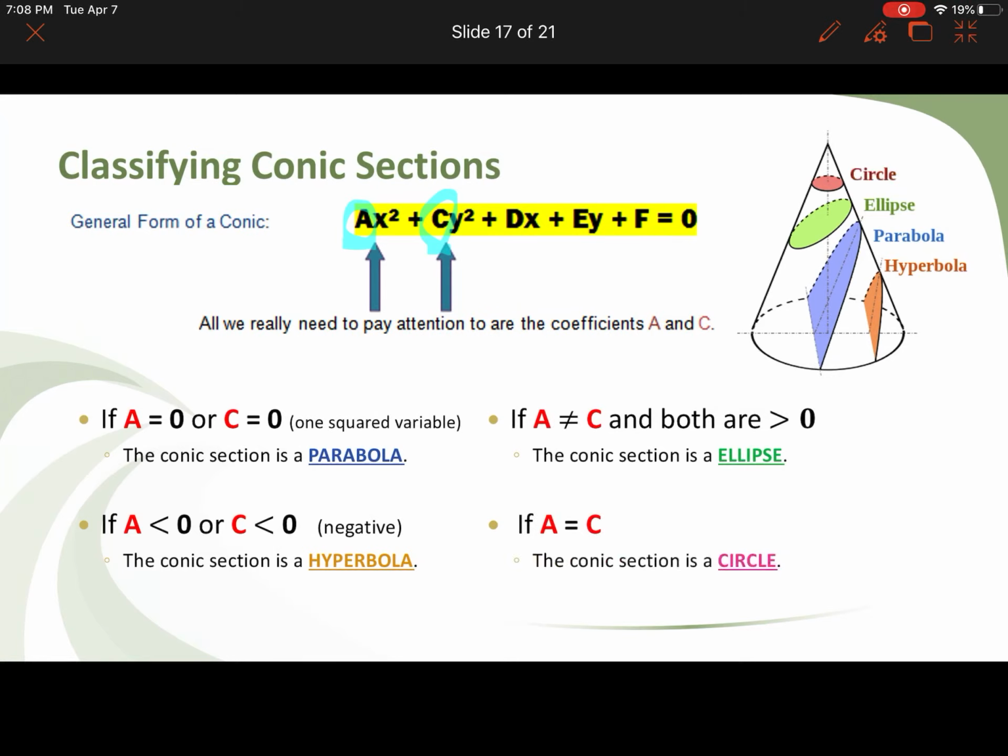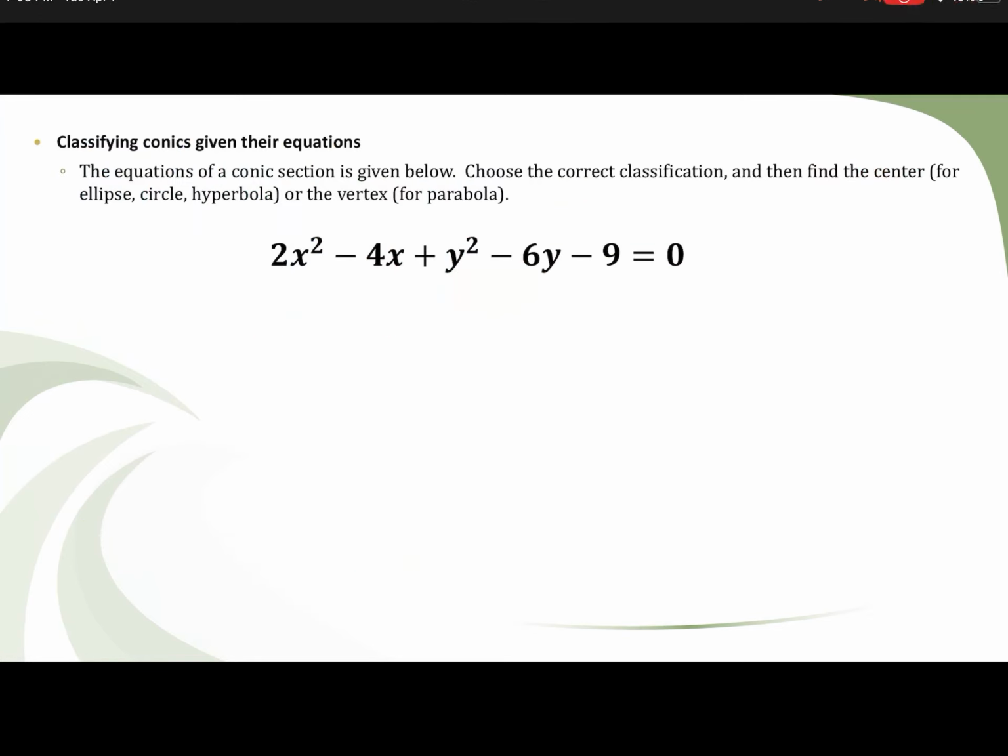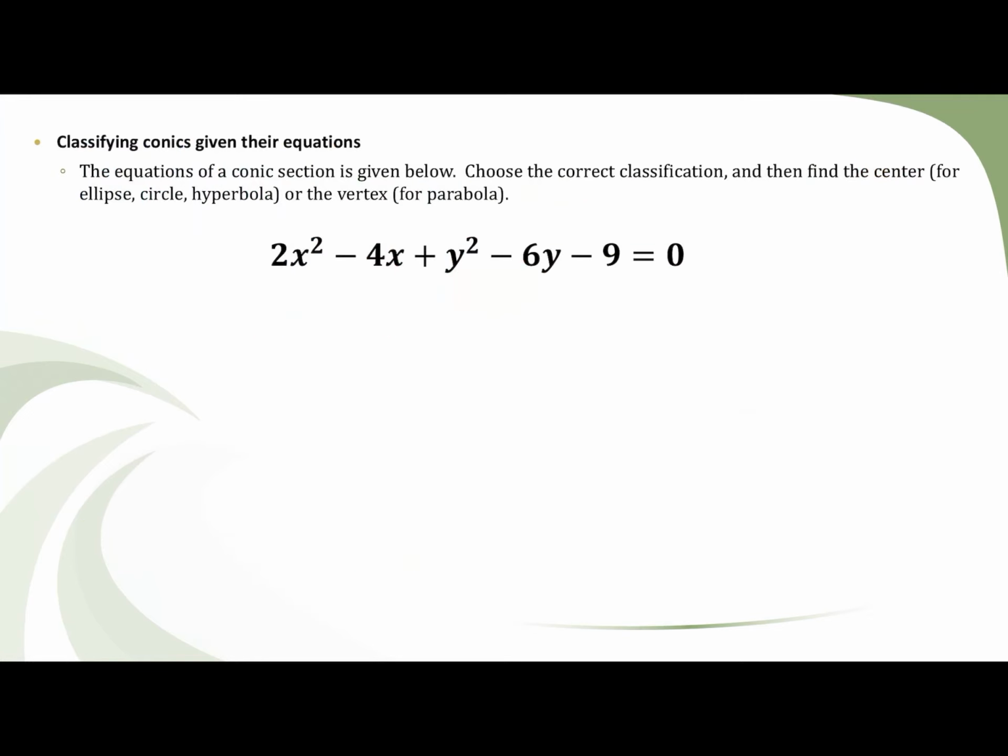If they are exactly the same number, then that's a circle. All right, so let's just look at a couple of examples. We are going to determine which it is and then find that center or vertex.